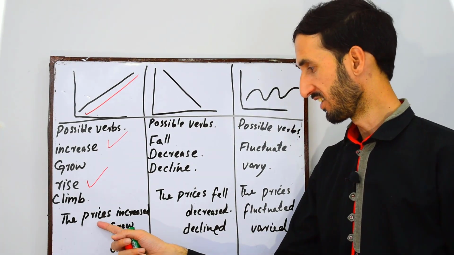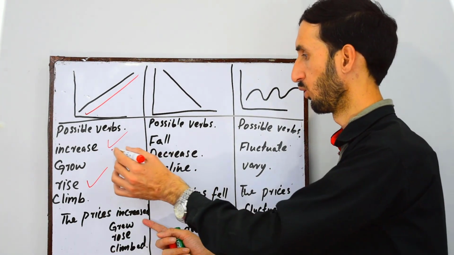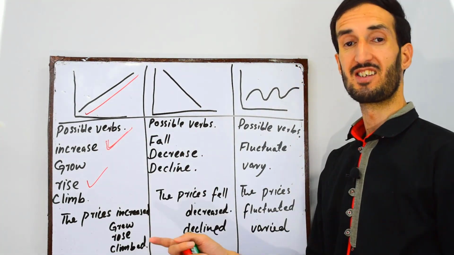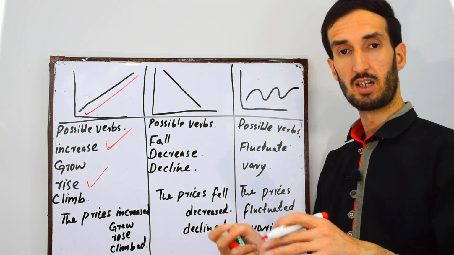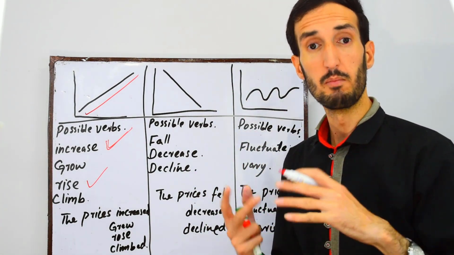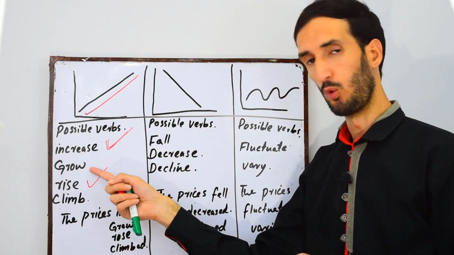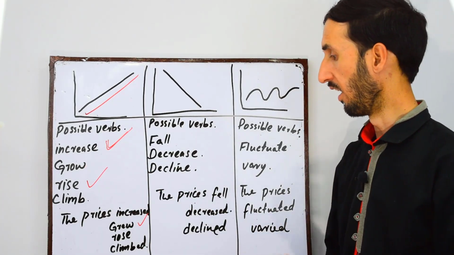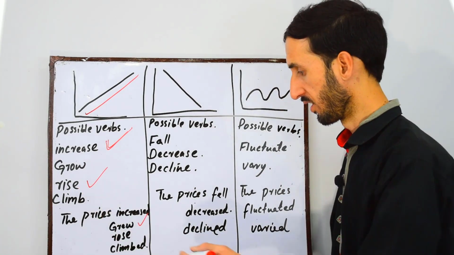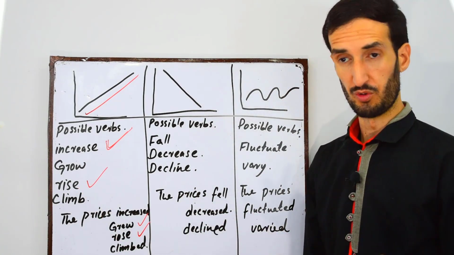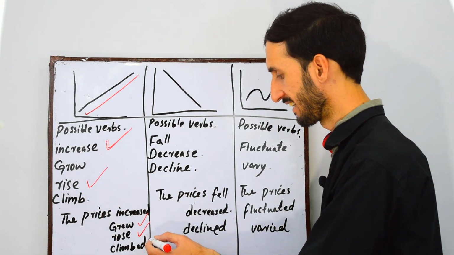Example, the prices increased. First word, increased. The prices increased. Matlab prices increase hui, badi. Or you can use second word, the prices grew. The prices grew. Or the prices rose. The prices rose. Or the prices climbed.